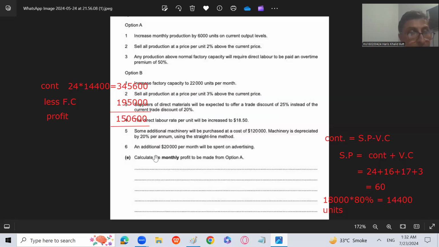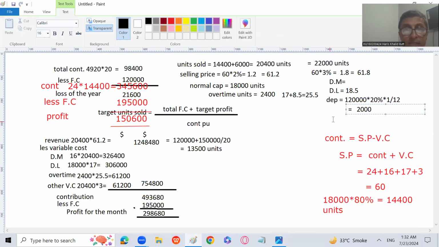Next is, in addition, 20,000 per month will be spent on advertising. So fixed cost will increase because of advertising with an amount of 20,000. That will be a part of fixed cost. So fixed cost will increase by 20,000 and 2,000. So it will increase by 22,000 all over, right?